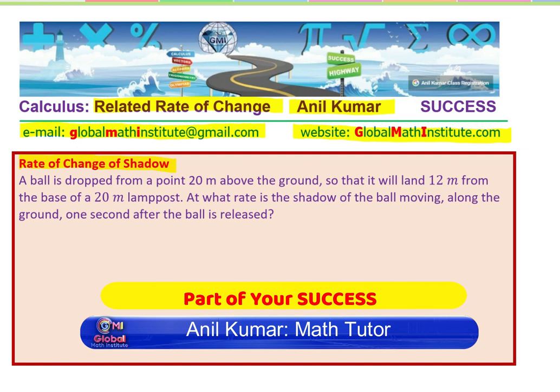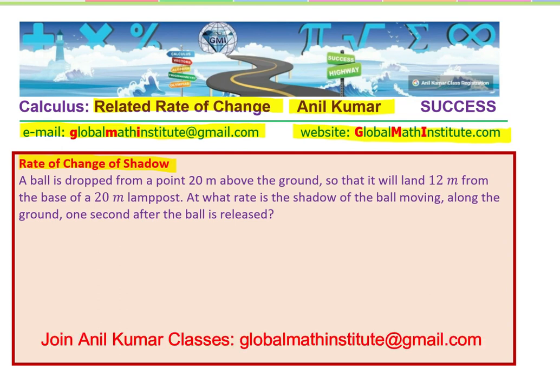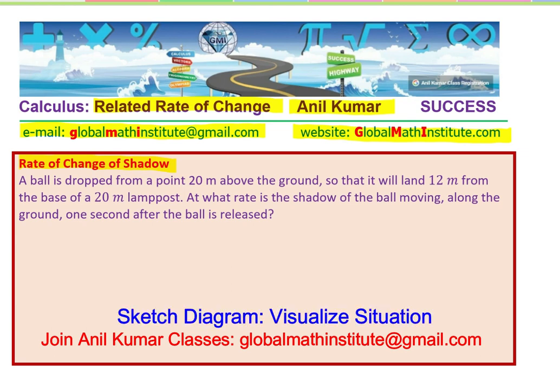The question here is: a ball is dropped from a point 20 meters above the ground so that it will land 12 meters from the base of a 20-meter lamppost. At what rate is the shadow of the ball moving along the ground 1 second after the ball is released? Extremely important question. So let's try to make a diagram and then find the equations which can help us solve this particular question.